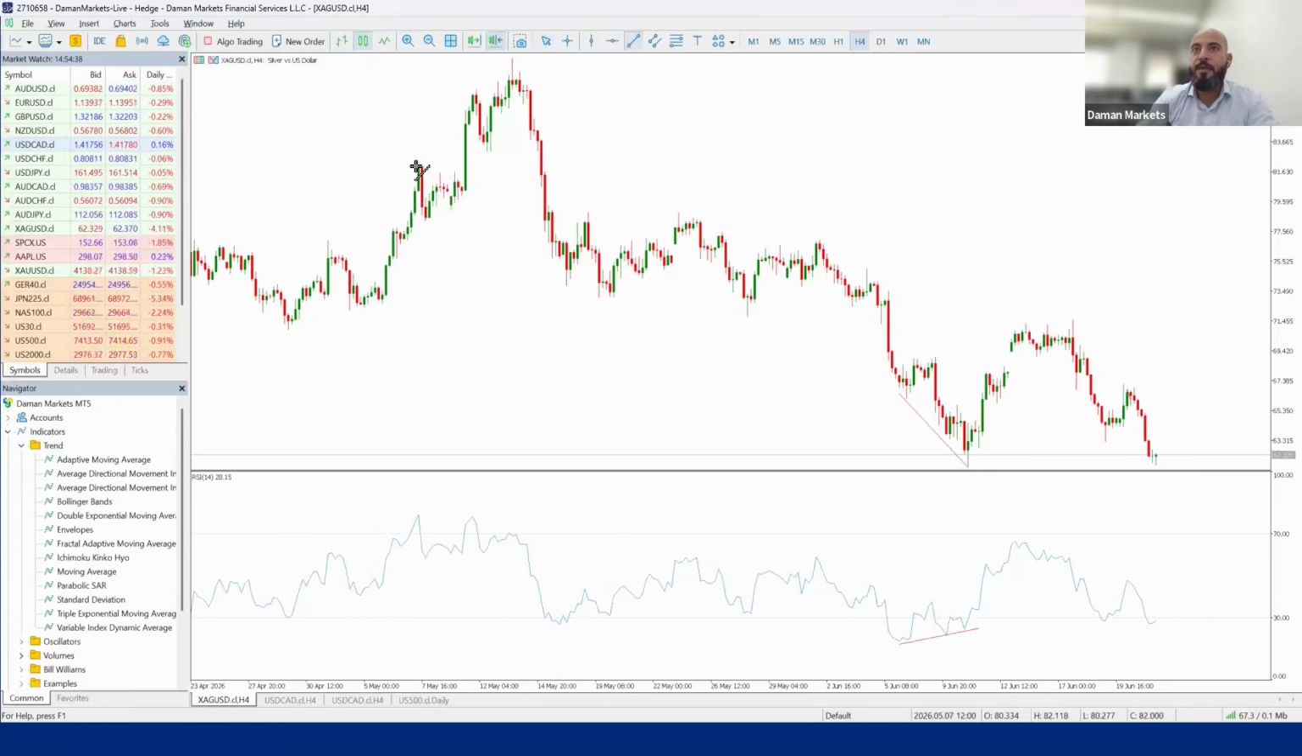Between this top and this top, this top is higher than this top. What happened to the oscillator? At the same level. Okay? At the same level, I will not take it as a divergence.